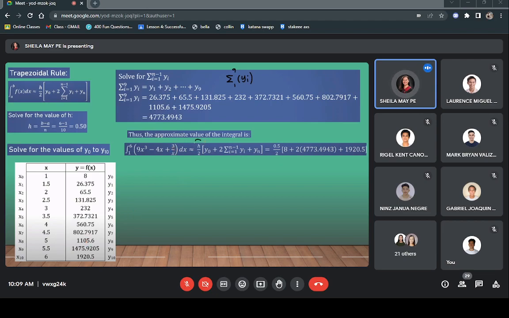We have here h, 0.5. So that's 0.5 over 2, we have the value of our y sub o, which is 8, plus 2 times the summation here. The summation is 4773.4943, plus y sub n, which is the right outermost base, which is this one, the 1920.5.